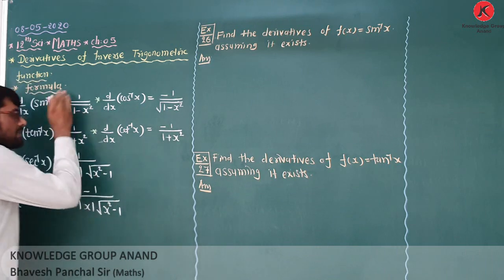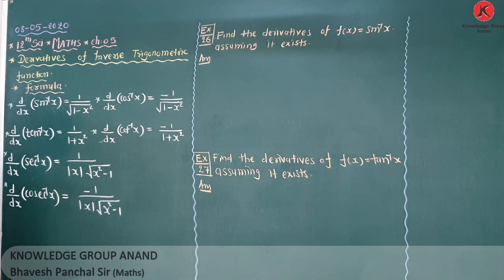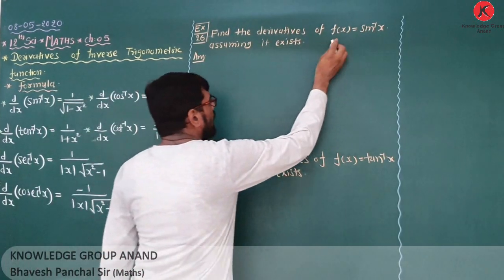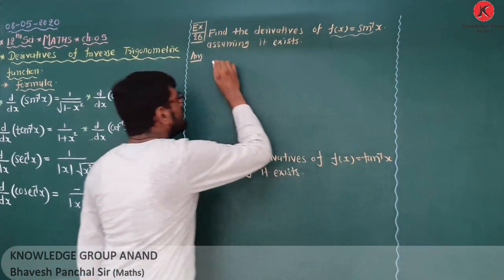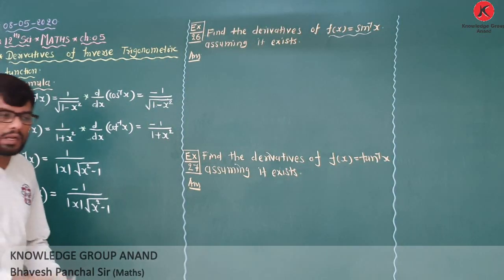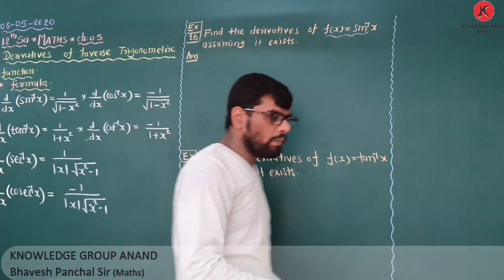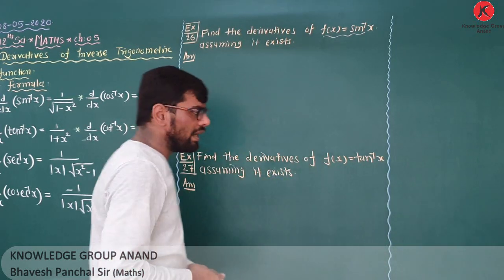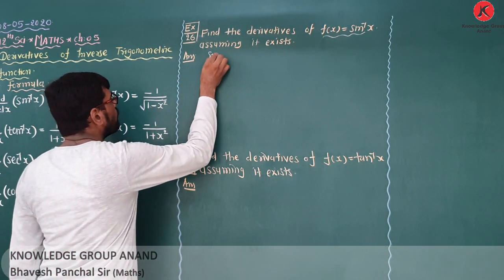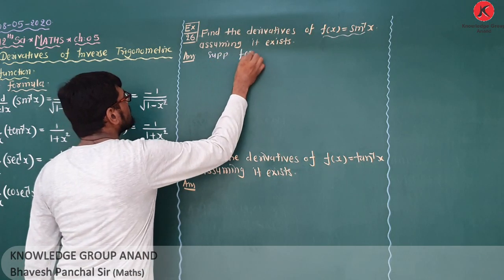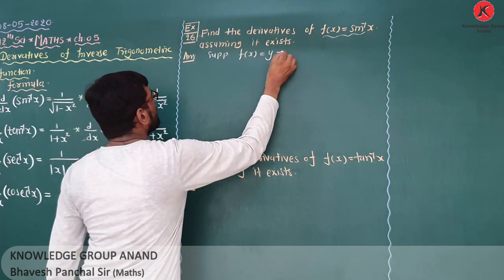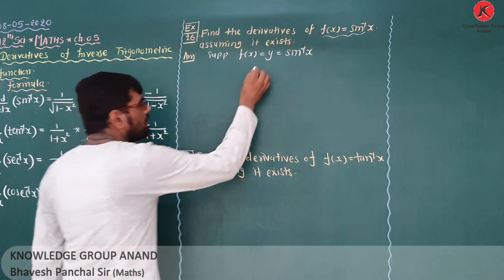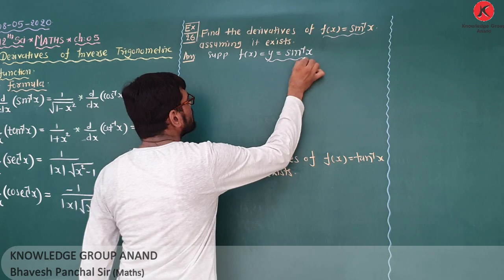साइन इनवर्स x का डेरिवेटिव 1 अंडर रूट 1 माइनस एक्स स्क्वायर कैसे आता है, वो इलस्ट्रेशन 26. फाइंड द डेरिवेटिव ऑफ साइन इनवर्स x, अज्यूमिंग इट एग्जिस्ट. मतलब साइन इनवर्स x का डेरिवेटिव मिल रहा है, एग्जिस्ट है, वो हम अज्यूम कर देते हैं. तो उसका डेरिवेटिव कैसे फाइंड करते हैं, लिख लीजिएगा. Suppose f(x) equal to y equal to sin inverse x. Okay, here I take f(x) equal to y equal to sin inverse x.